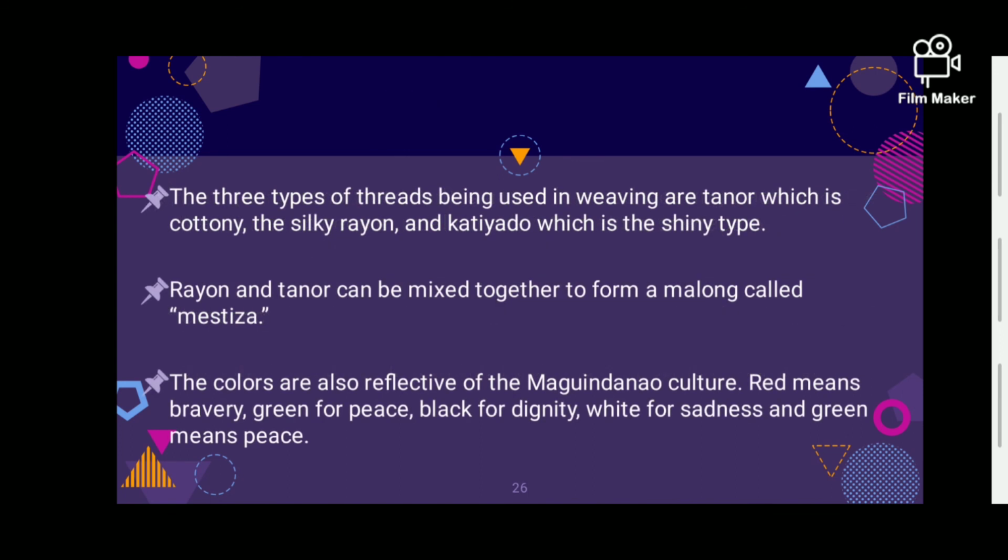Three types of threads used in weaving are tanor, which is cottony, the silky rayon, and katiyado, which is the shiny type. Rayon and tanor can be mixed together to form a malong called mestiza. The colors are also reflective of Maguindanao culture. Red means bravery, green for peace, black for dignity, white for sadness. These are examples of Inaul.